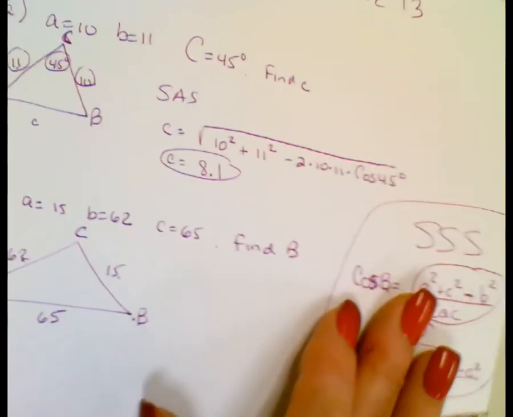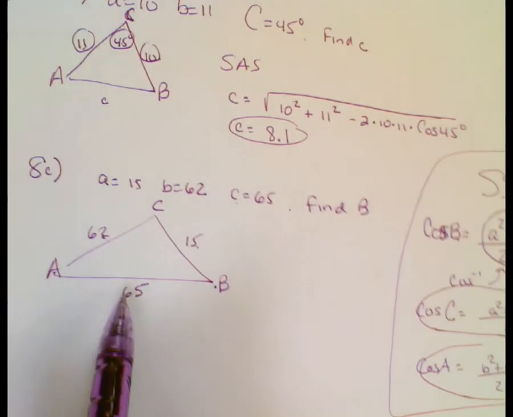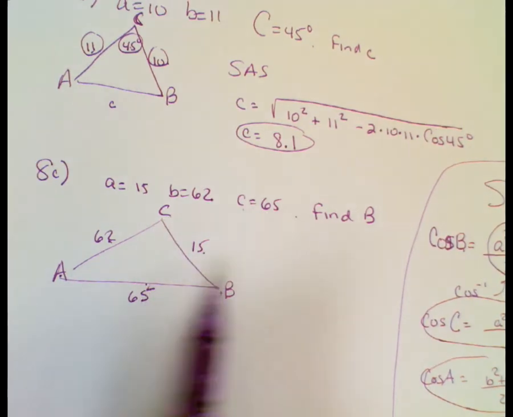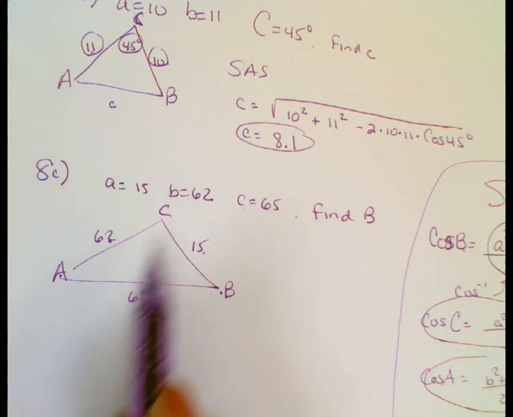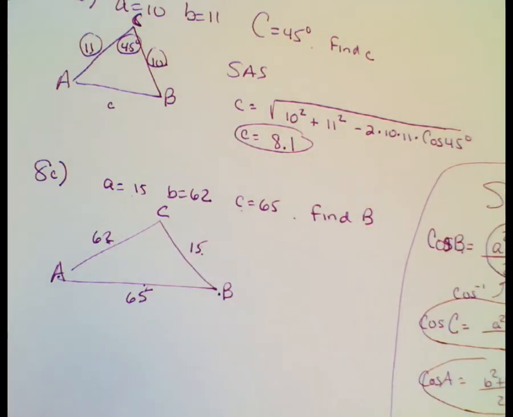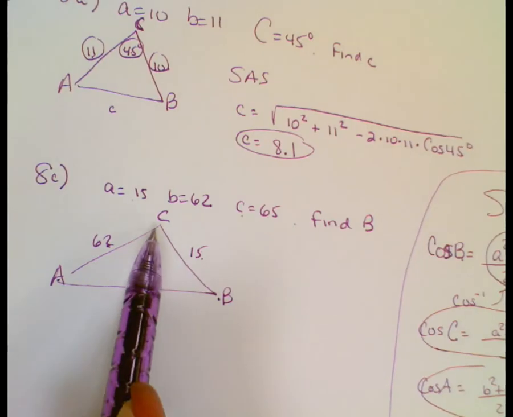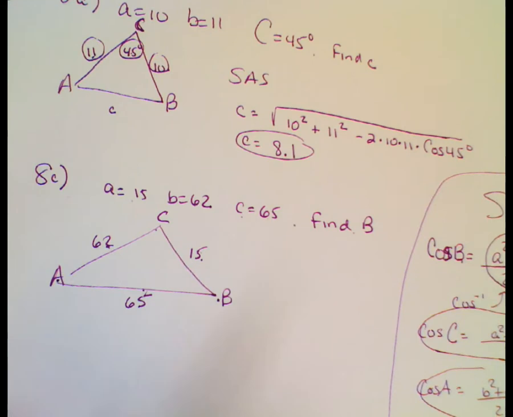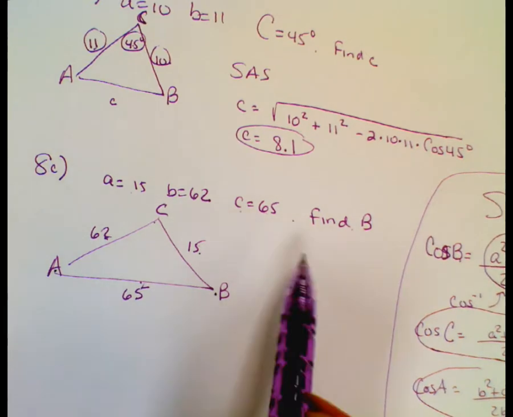I hope you guys can see what I'm doing. Sorry. Make sure 65, which is side c, is across from angle C. 62, which is b, is across from angle B. And make sure 15, which is a, is across from angle A. Okay. So anyway, I always do the largest angle first, but they're not asking us to do that. So this is my one-time exception not to find the largest angle first. If they tell you to find B, just find B. You don't have to find the largest angle first. Only if you have a choice, but they're not giving you a choice.